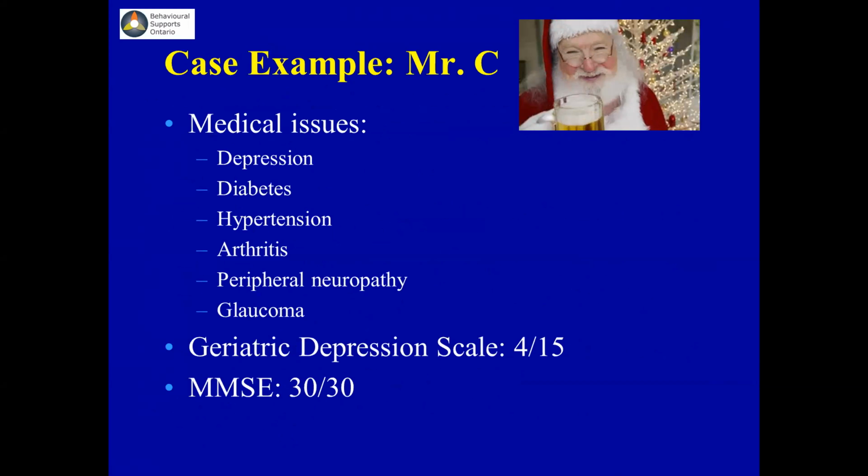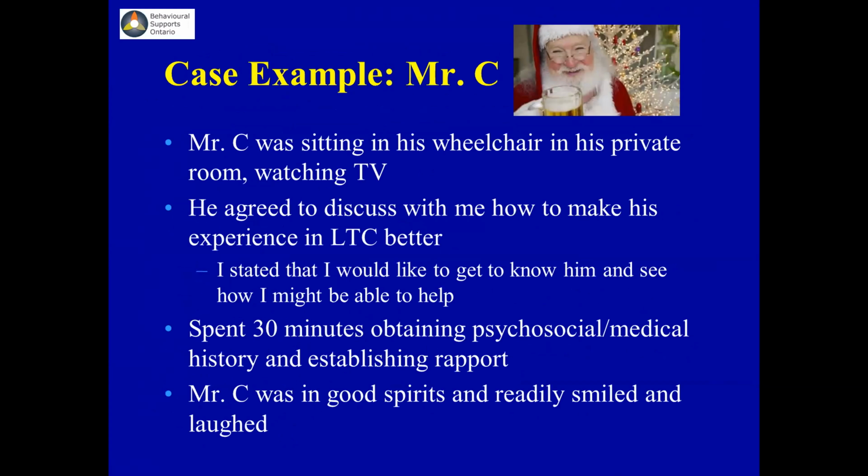And so we're looking at his chart. He has a number of medical issues: depression, diabetes, hypertension, arthritis, peripheral neuropathy, and glaucoma. He did not score depressed on the GDS, and he seemed to be intact with the MMSE 30 out of 30. So certainly looking at this, it suggests, is this person who can consent, and does he want to drink in his own home, which is what long-term care is.